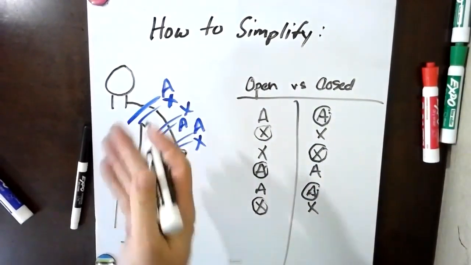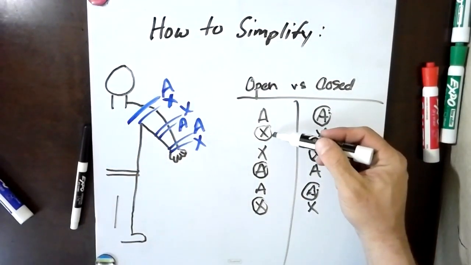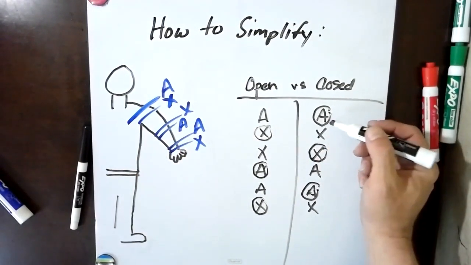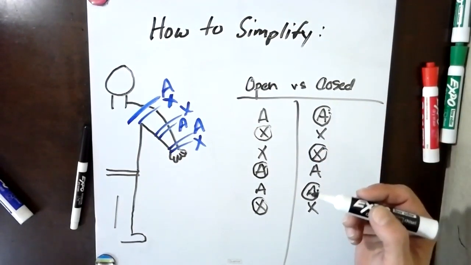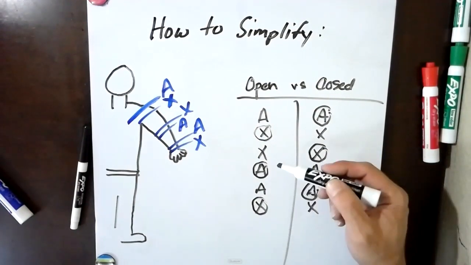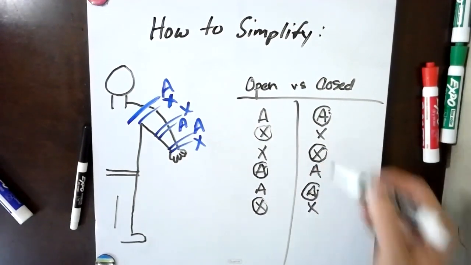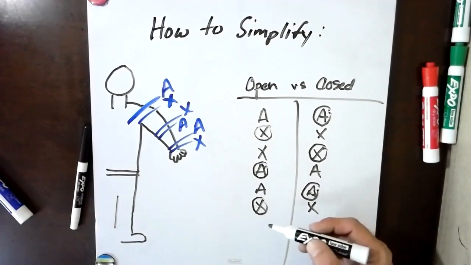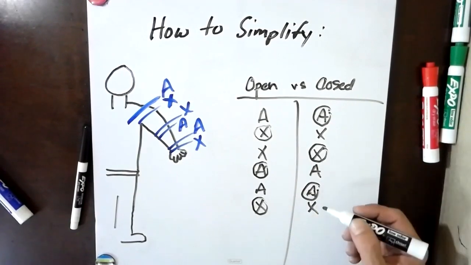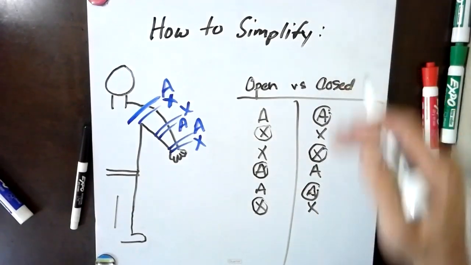So here you go: shoulder, hip. Open chain, convex; closed chain, concave. Elbow and knee: open chain, concave; closed chain, convex. Wrist and ankle: open chain, convex; closed chain, concave rule. That's how you do it.